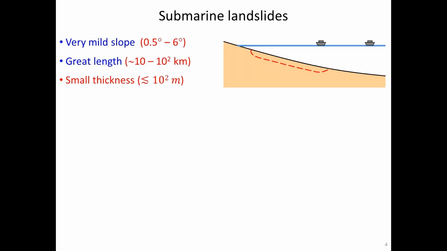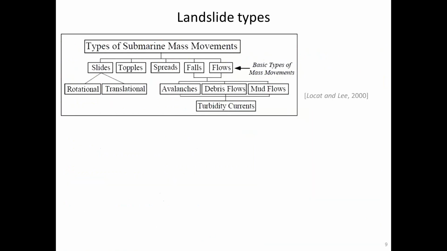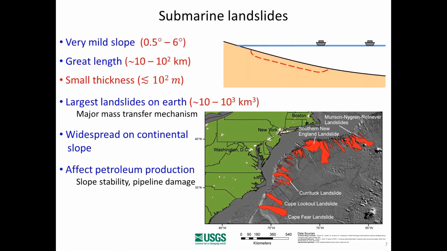You may say 100 meters is still a pretty large number, but compared to the length, it is fairly flat. And this is definitely the largest landslide on Earth, so it plays a very important role in mass transfer. The submarine landslide is pretty common on the continental slopes. What you can see in this image is the east coast of the United States, and these red areas are where landslide scars are observed.